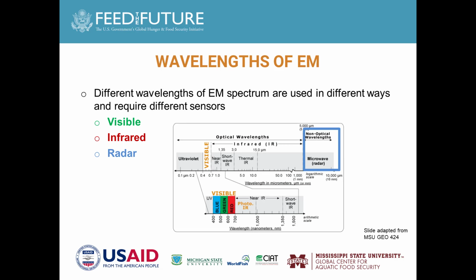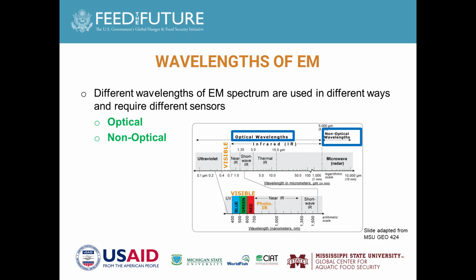And then lastly, we have radar, or microwave. These wavelengths are the largest wavelengths that we use. And I believe some of them go even after microwave and radar, there's radio waves, and those wavelengths are meters long. They're very, very large.